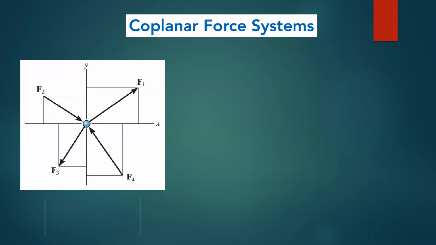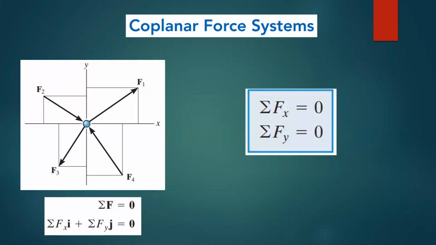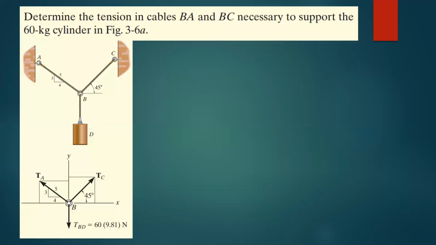Okay, so this is what I was just talking about. Yeah, so let's look at some examples. How can we apply these same concepts, the equilibrium forces and other things? Yeah, so this is a question here, and it says determine the tension in the cables BA and BC necessary to support the 60 kg cylinder in the figure.